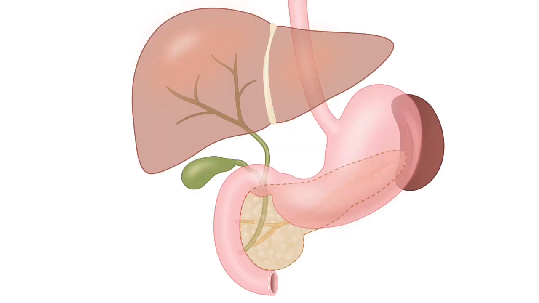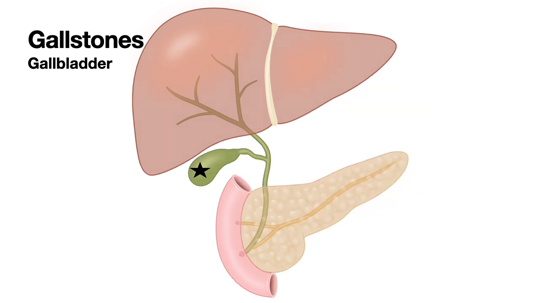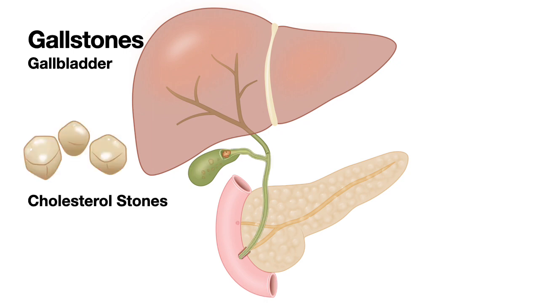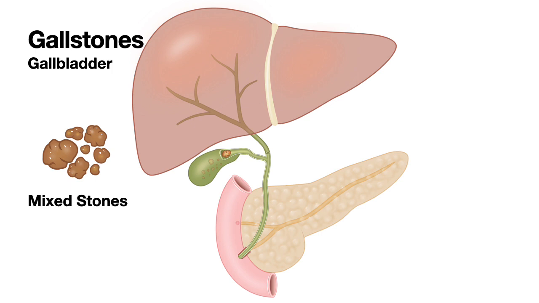Here is the liver and the gallbladder, and the gallstones form in the gallbladder. And there are different types of gallstones. Here is one variety known as cholesterol stones. Another variety is black pigment stones, and sometimes there could be a combination of both known as mixed stones.